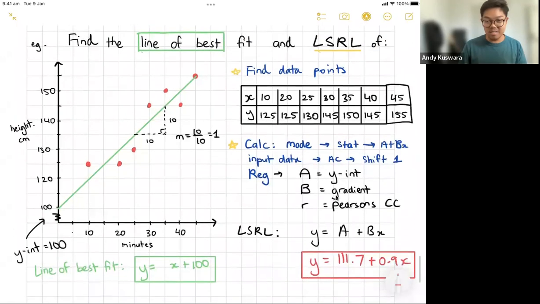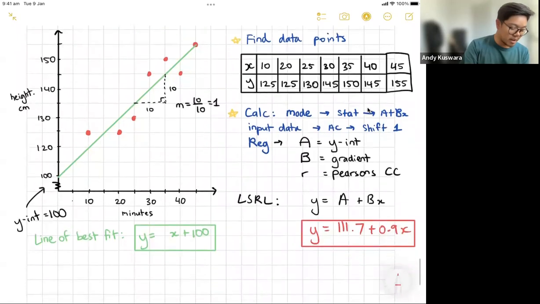So as you can see, they're both fairly close. This one here is 1x, this one here is 0.9x. So 1 and 0.9 are fairly close. And this one here looks like 100, but here it's 111. We're fairly close to the ballpark. So they do the same thing. But yes, we can see that one is calculated in a different way. One's done by eye, and the other one is done by a calculator.